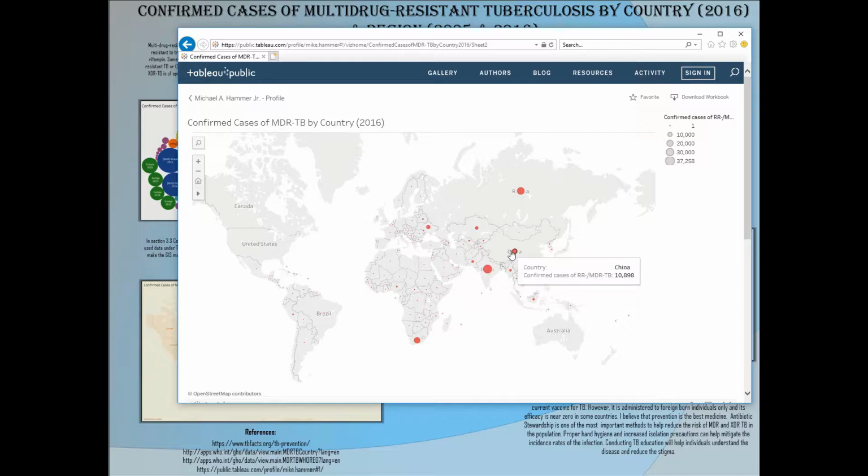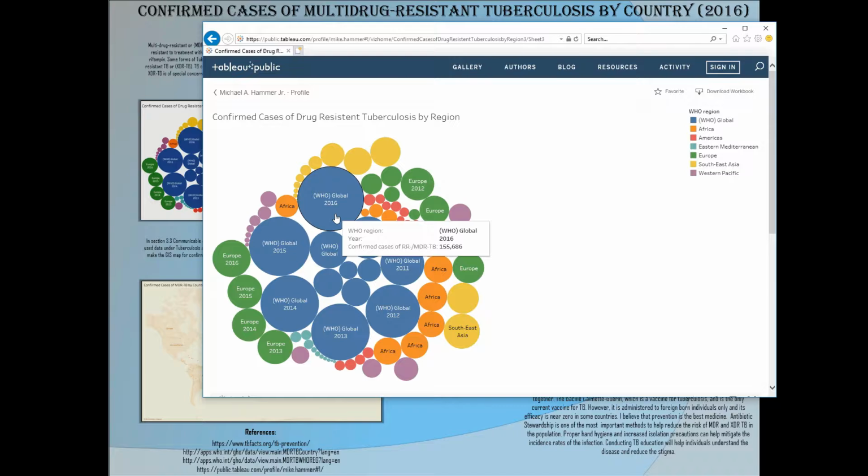China is showing 10,898, and the Russian Federation for the same year is showing 27,363. What is the extent of the problem? TB occurs in every part of the world.